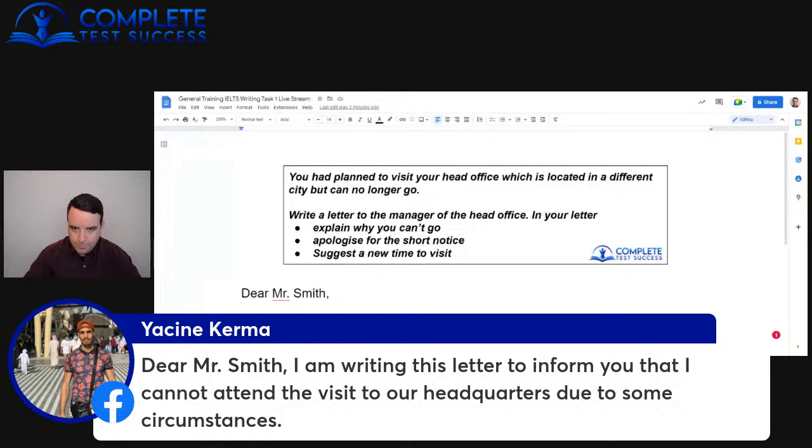No. Due to some circumstances is too vague. Explain why you can't go. And you've said, I can't go because of some reason. That's not an explanation. That's saying you cannot go. And it makes it sound like you don't want to explain why you can't go. So I can't go for some reason. That's too vague. I want a direct answer in the first sentence.